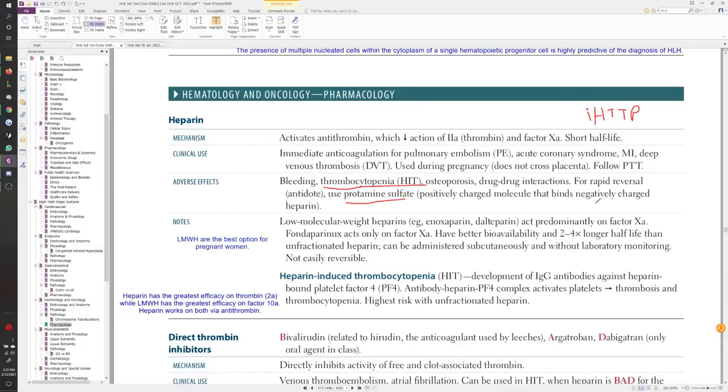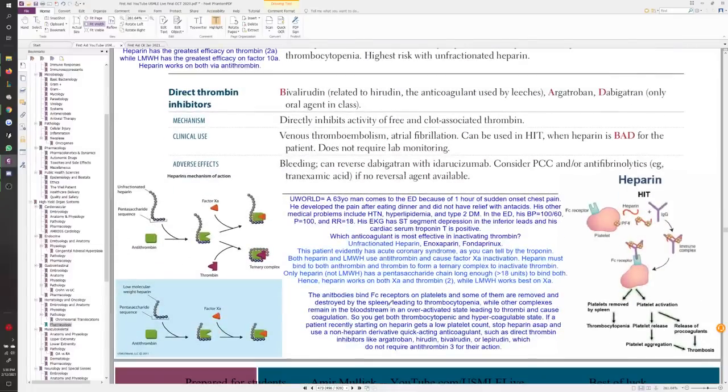Heparin won't work anymore. So heparin-induced thrombocytopenia is a development of antibodies against heparin-bound platelet factor 4. Heparin is supposed to bind platelet factor 4, but if your body finds that complex of heparin and platelet factor 4 as something weird, you might make antibodies against it. The antibody-heparin-PF4 complex actually activates more platelets, which leads to the thrombosis and thrombocytopenia. The highest risk is with unfractionated heparin, which is big heparin. Unfractionated heparin is this longer chain you're seeing over here.